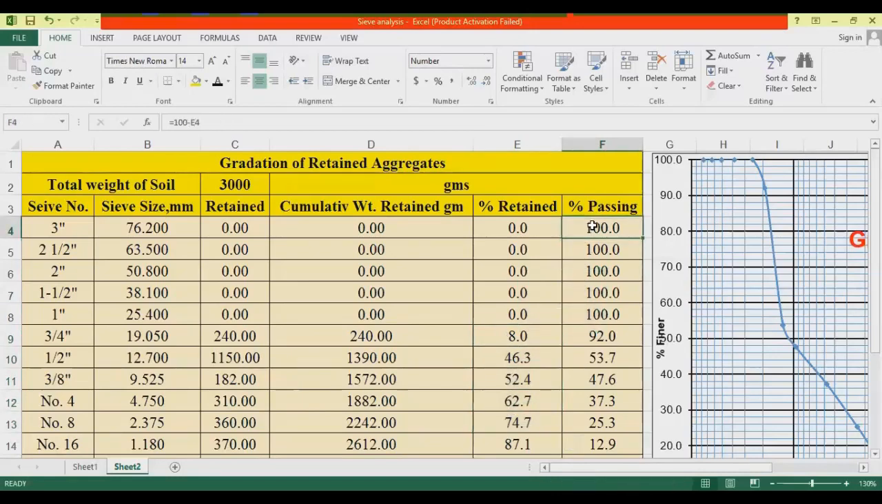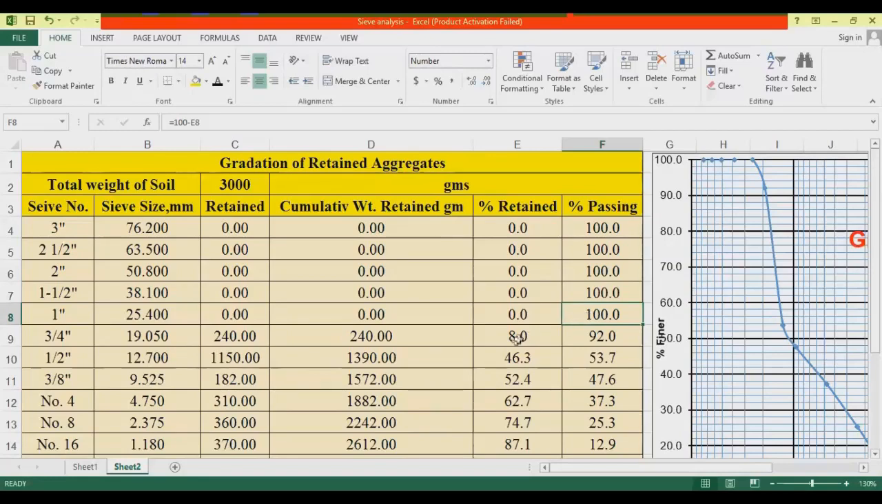Now let us discuss the percent passing. For the percent passing, I have a very simple formula: 100 minus the percentage retained on the respective sieve. If I'm talking about the 3-inch sieve, you can see nothing of the material has been retained, which means that the whole of the material has passed from this 3-inch sieve. So the percent passing from the 3-inch sieve is 100. Similarly, till the 1-inch sieve, nothing of the material has been retained. So the percent passing till the 1-inch sieve is again 100%.